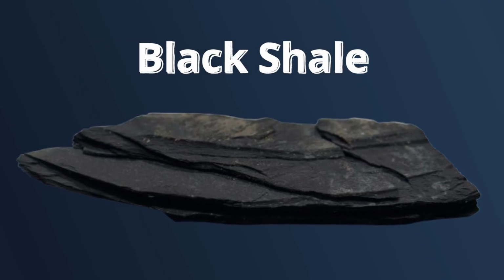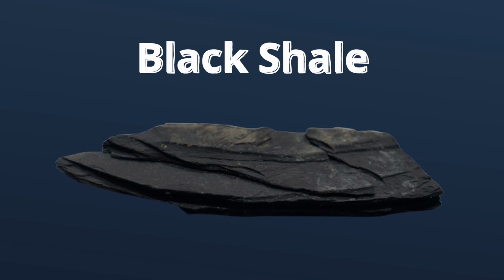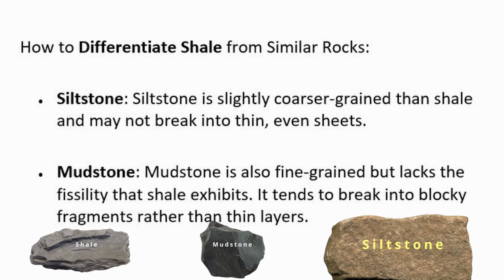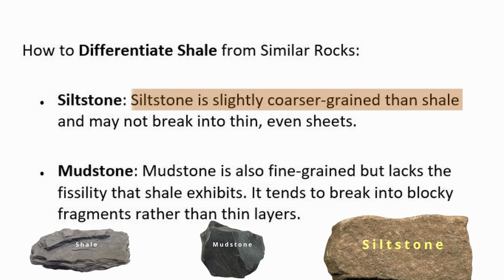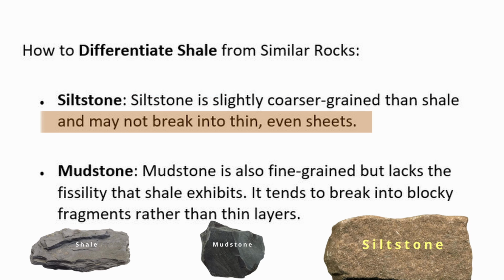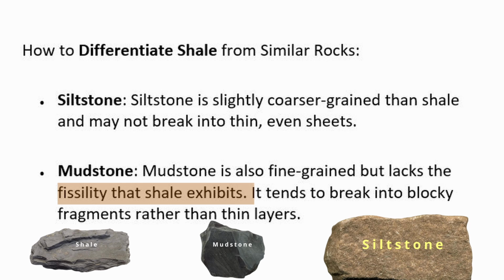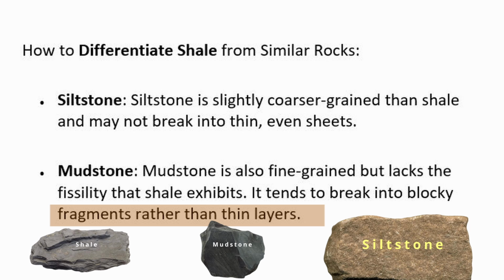Especially black shales with organic material may emit a faint earthy odor similar to the smell of wet mud or clay. You can differentiate shale from similar rocks like siltstone and mudstone. For example, siltstone is slightly coarser grained than shale and may not break into thin sheets like shale. Another similar rock, mudstone, is also fine grained but lacks the fissility that shale exhibits. Mudstone tends to break into blocky fragments rather than thin layers.